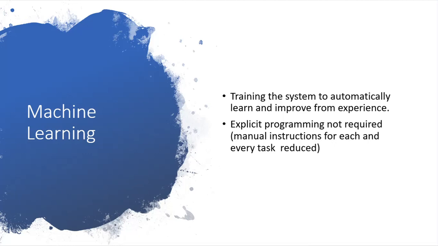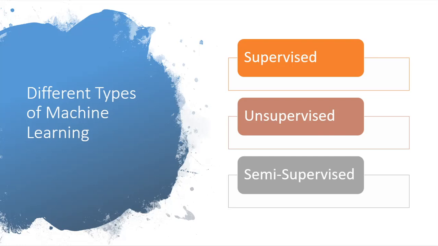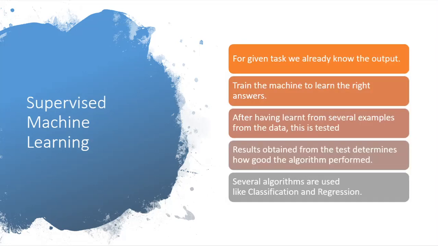Now we switch on to the different types of machine learning. As you can see, there are three main types: supervised, unsupervised, and semi-supervised. We'll be dealing with supervised machine learning, and as the name suggests, this means that there is some guidance, some supervision for this machine learning. In terms of machine learning terminology, we work with labeled data. That means the output is already known to us. We are given a set of input data and we know the output also. We simply have to train the machine to learn from these inputs so that it predicts the right output. So the machine learns the right answers after having learned from this data.